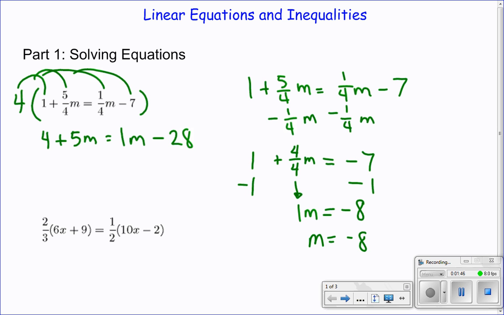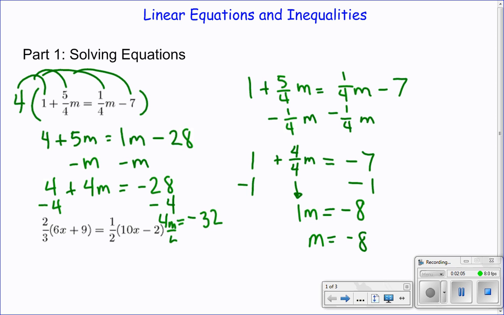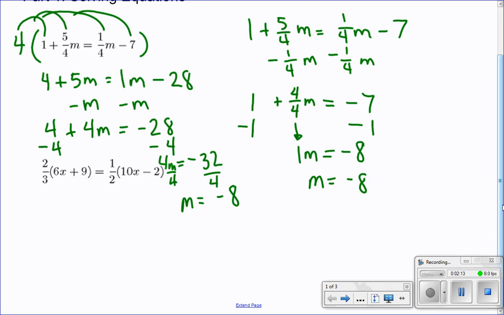If you multiplied both sides by 4, you're just solving for m as you normally would. So minus 4. So negative 32 is equal to 4m. Divide both sides by 4. We get m equals negative 8. So either way. Okay, next one.